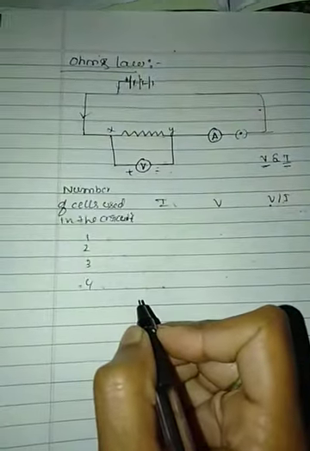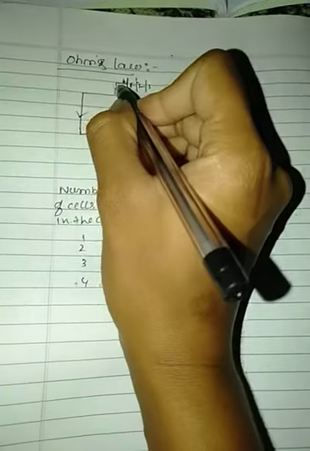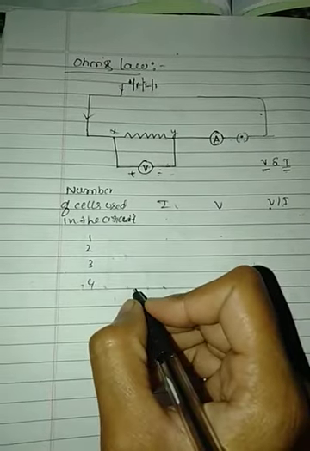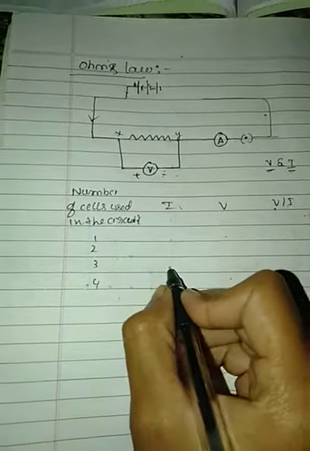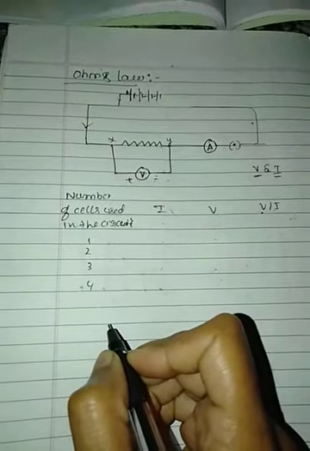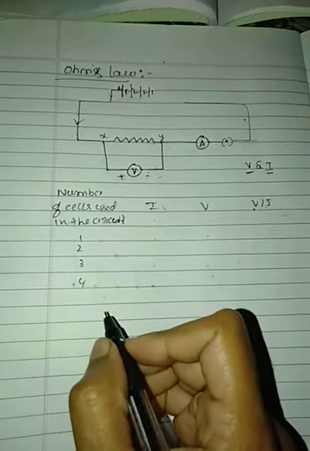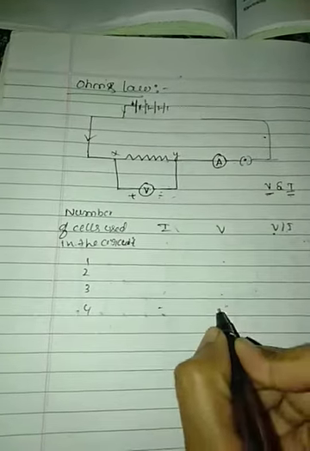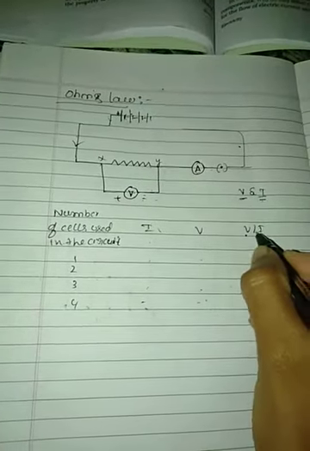Next we use a third cell. Now we use three cells. Similarly, repeat the same thing and note down the current and voltage. Now we use four cells. Repeat the same experiment, note down the current and voltage, and find out the V by I ratio.